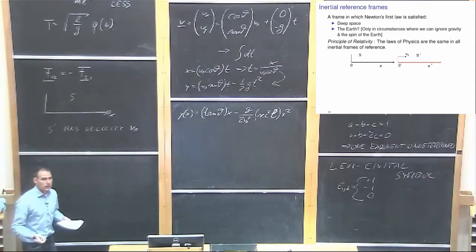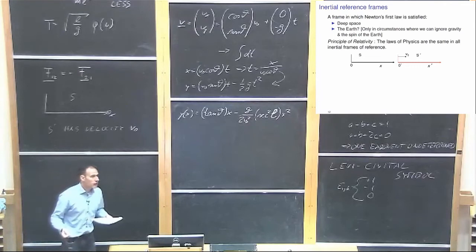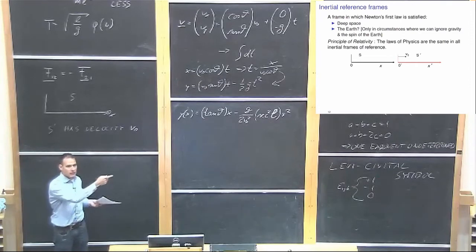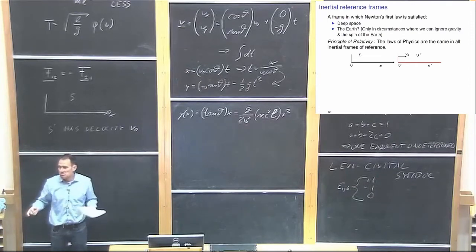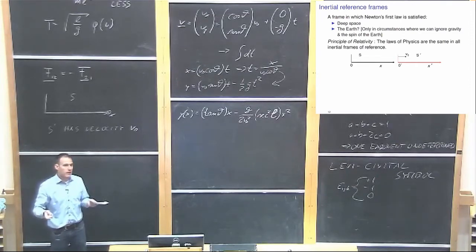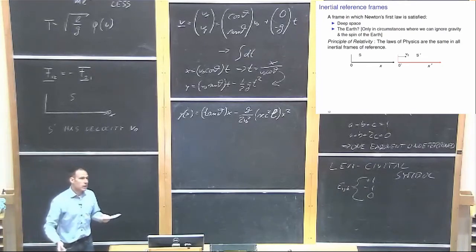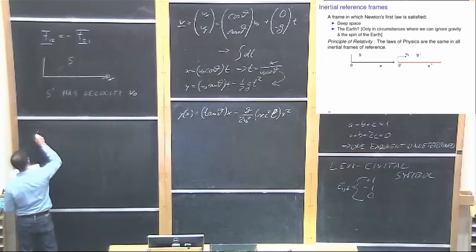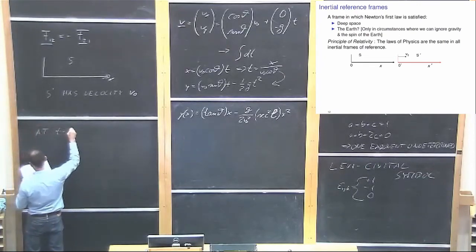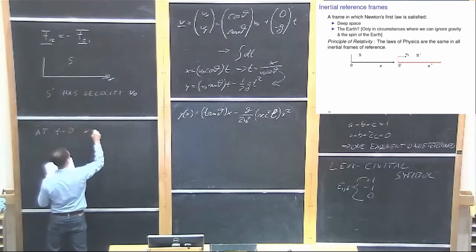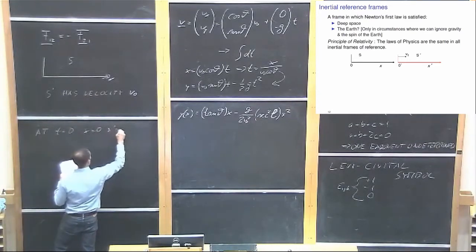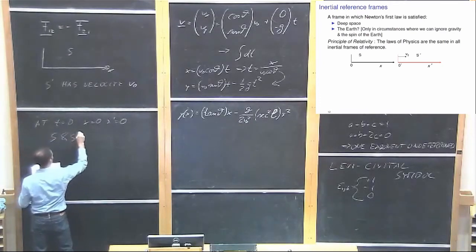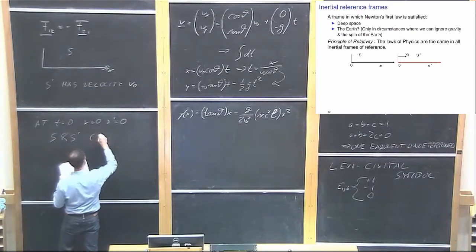A simple example is someone standing on the platform at the train station. They are at rest. A train passes through. Someone on the train stands on the train, thinks they are also at rest, but with respect to each other, they have a certain velocity. So at t equals naught, x equals naught and x prime equals naught. So S and S prime are coincident.